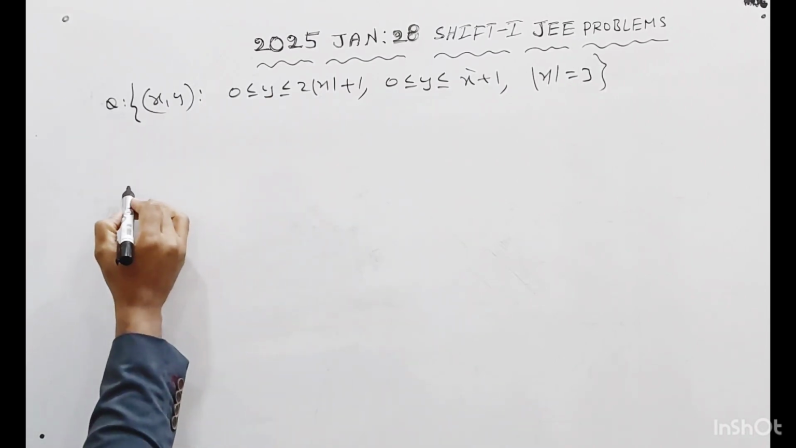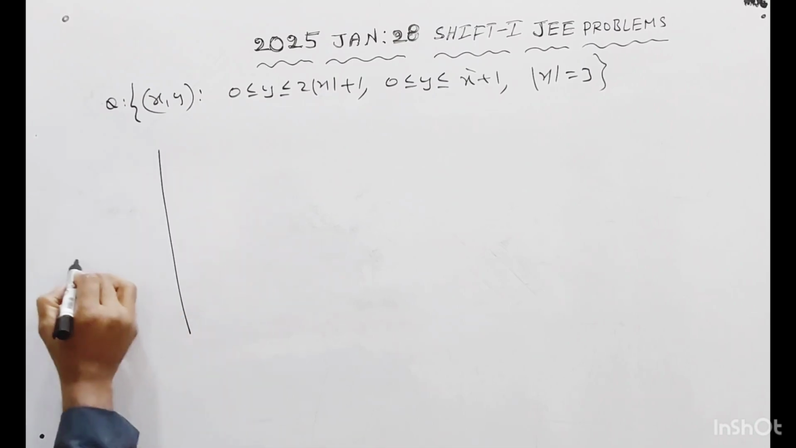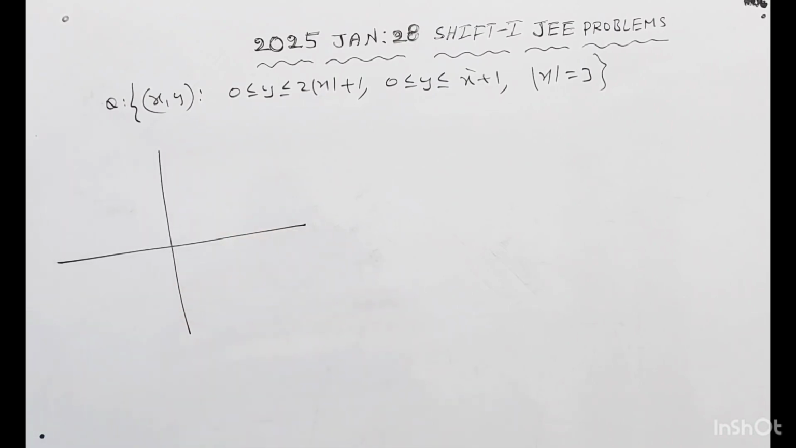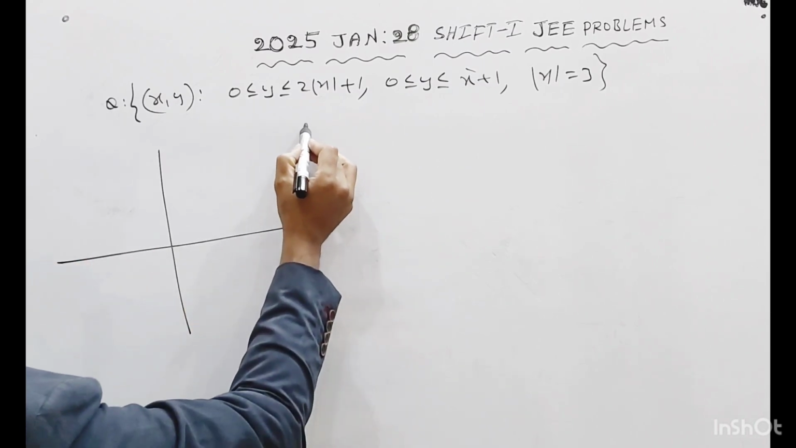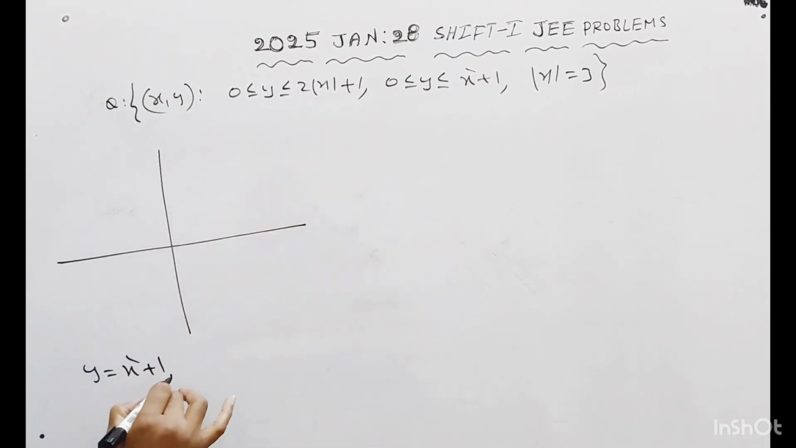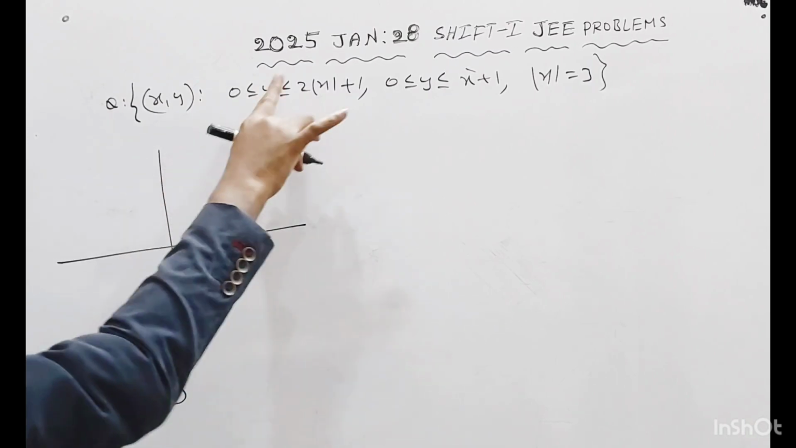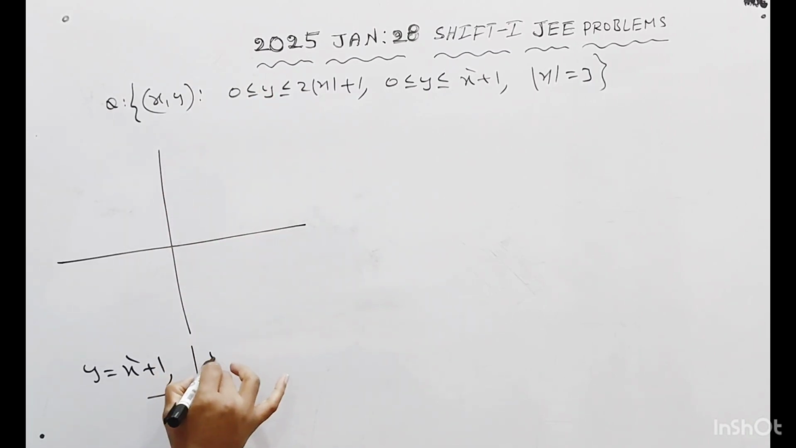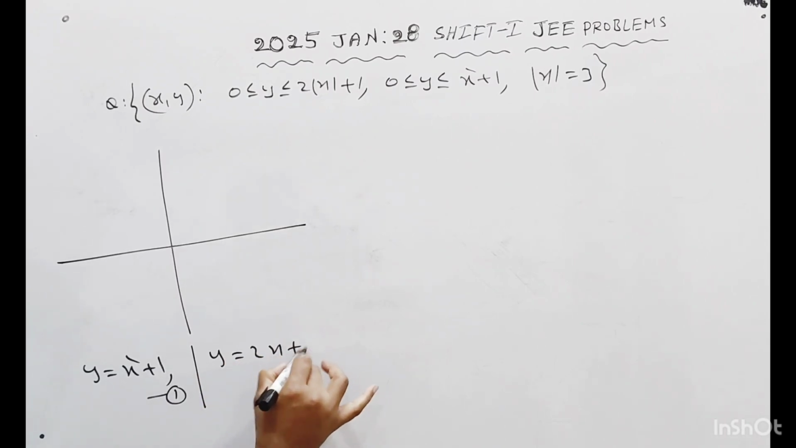First draw the coordinate axes. Here the parabola is y is equal to x square plus 1. This is called equation number 1. And the line is y is equal to 2x plus 1. This is called the second equation.